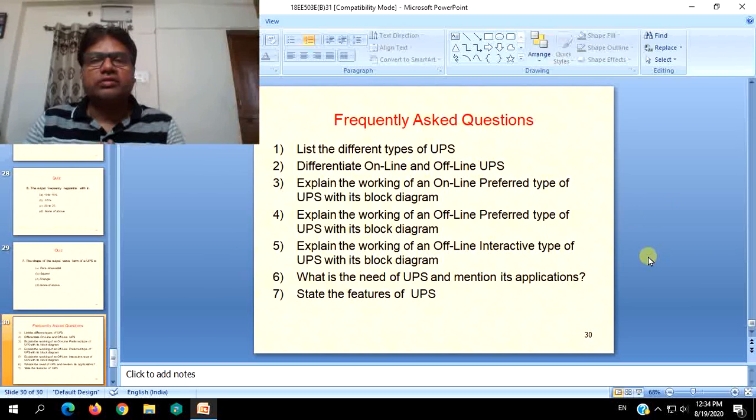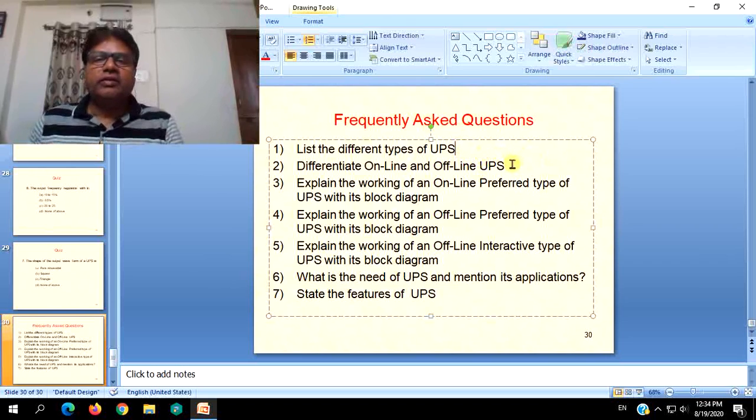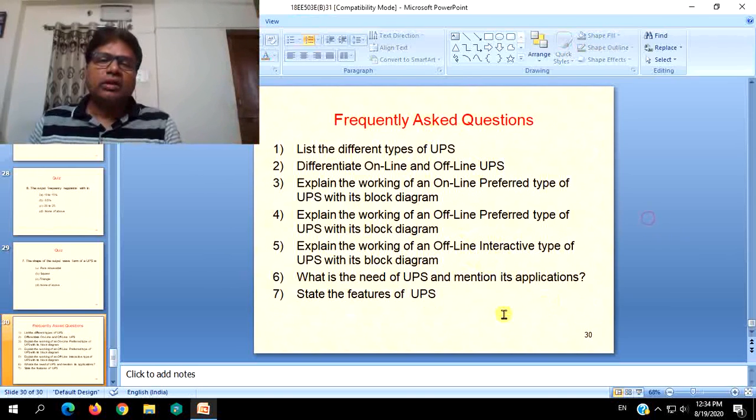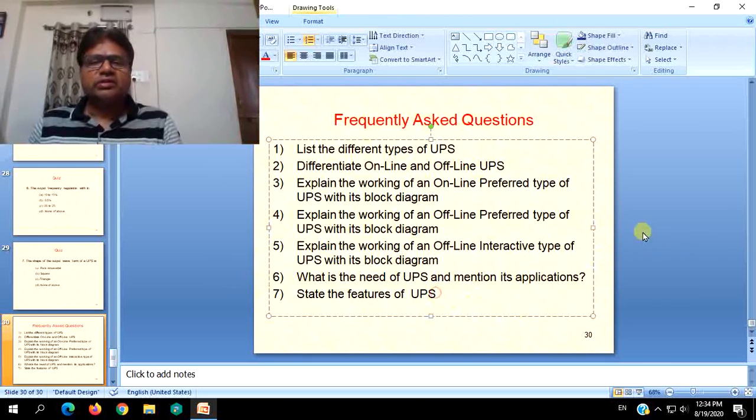These are different sorts of questions which you may get. List the different types of UPS. Differentiate online and offline UPS, the different features which are incorporated in them, which we have discussed. Explain the working of online preferred type, offline preferred type, and offline interactive type of UPS with their block diagrams. Then a simple question on the concept: what is the need of UPS, and mention its applications, that is to act as battery backup for critical loads. State the features of UPS.